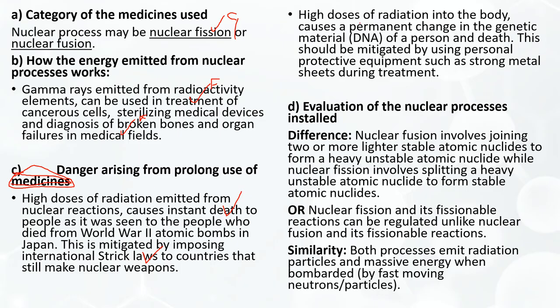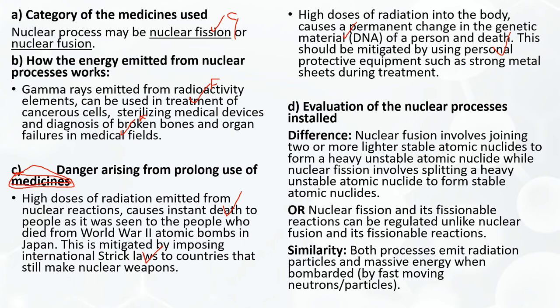Then we are saying that high doses of radiation into the body cause permanent change in genetic material, DNA of a person, and death. This should be mitigated by using personal protective gear. So you can see these are 2 points. You can choose only one. We are looking at the effect of this energy that is released, which is the gamma rays.